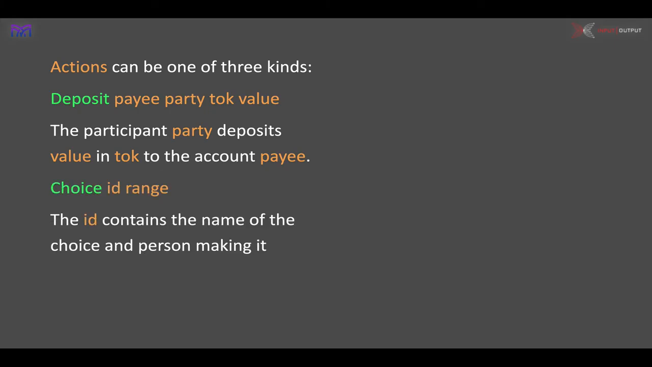Here we have a choice. We have a range of values that a choice could take, and we name the choice. It's often 0 or 1 for true and false, but it could represent a value of an oracle. Or we could just notify an observation.